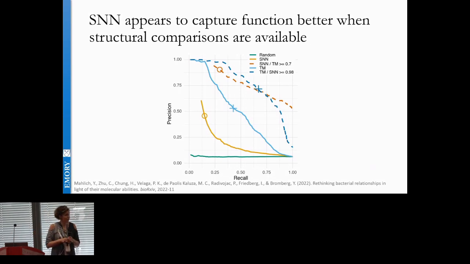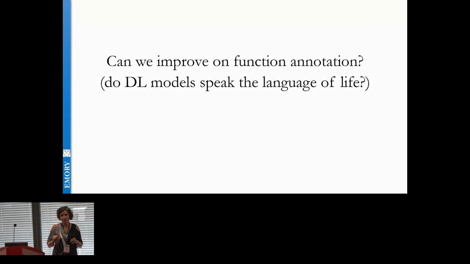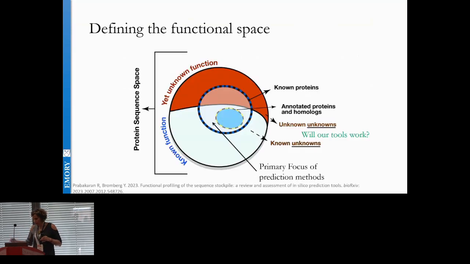So what does this give us? All of a sudden, we can have a data set of proteins for which we have no idea what the function is, but we know that they share function, and we can actually ask how well do the methods that annotate functionality perform. The motivation for this is whether deep learning models actually speak the language of life. We want to know whether that's happening for functional space. And again, the Pokeball, we want to know whether our tools will work for this space of unknowns.